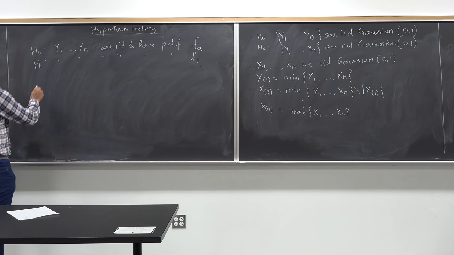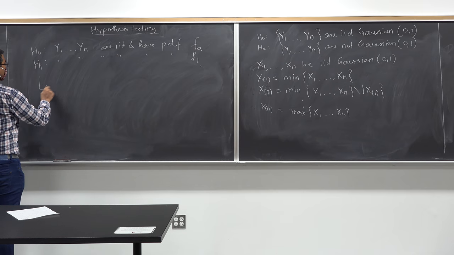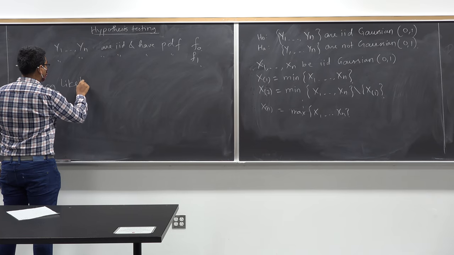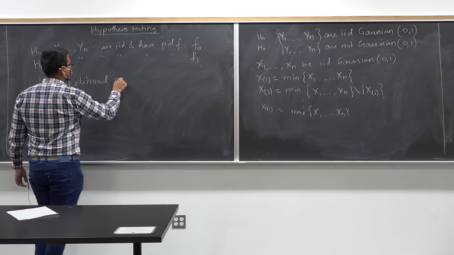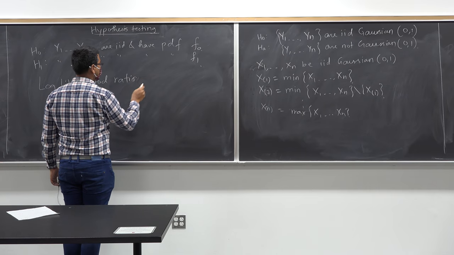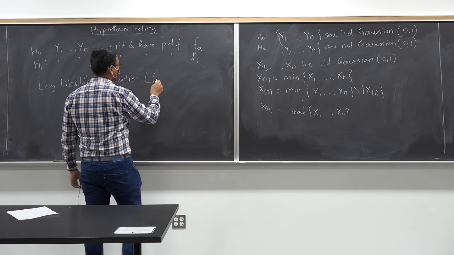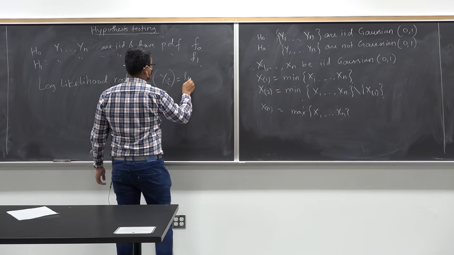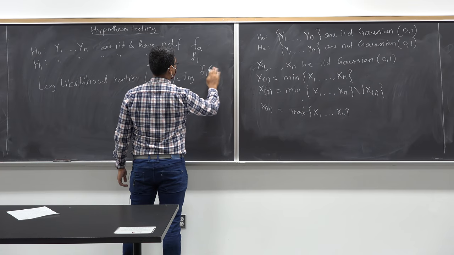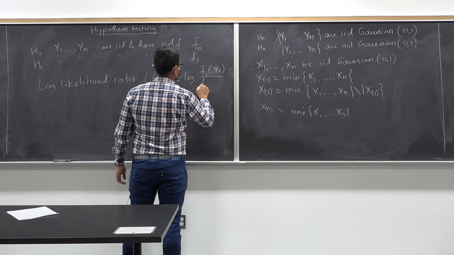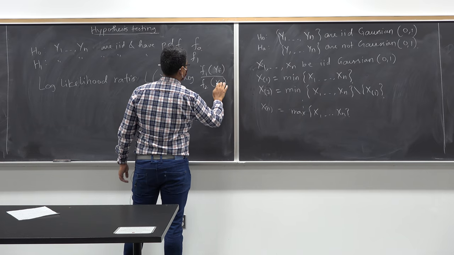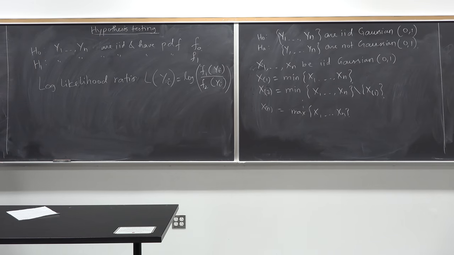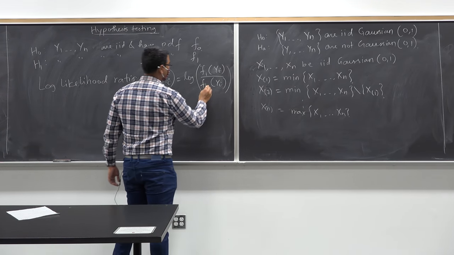So you define the log likelihood ratio, which is L of yi equals log of f1 of yi over f0 of yi. Oh, f0 in the denominator.